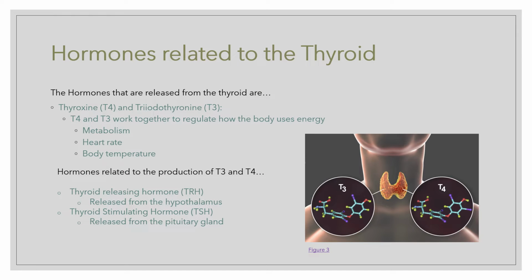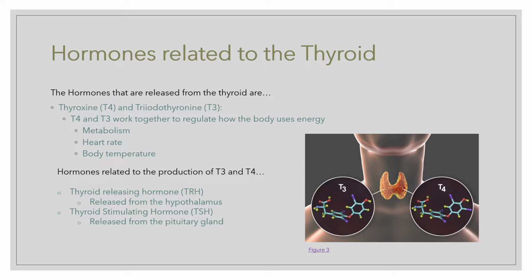The hormones that are released by the thyroid, T3 and T4, work together to regulate how the body uses energy. This energy goes towards metabolism within the body and also manages the heart rate and the body's temperature. Other hormones that aid in the release of T3 and T4 from the thyroid are thyroid releasing hormone, also known as TRH, as well as the thyroid stimulating hormone known as TSH.